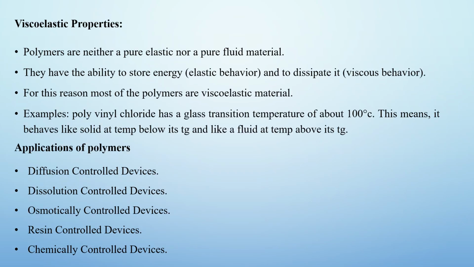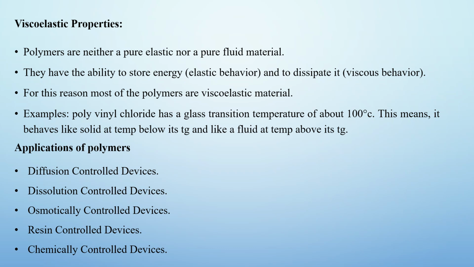Viscoelastic properties. Polymers are neither a pure elastic nor a pure fluid material. They have the ability to store energy, that is elastic behavior, and to dissipate it, that is viscous behavior. For this reason, most of the polymers are viscoelastic materials. An example: polyvinyl chloride has a glass transition temperature of 100 degrees centigrade. This means it behaves like a solid at temperatures below the critical glass transition temperature, and like a fluid at temperatures above it.